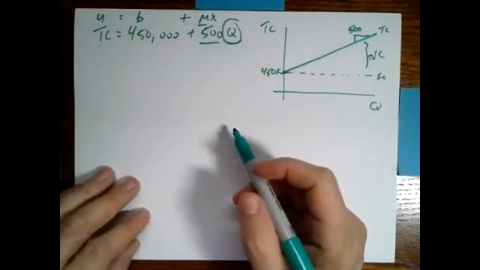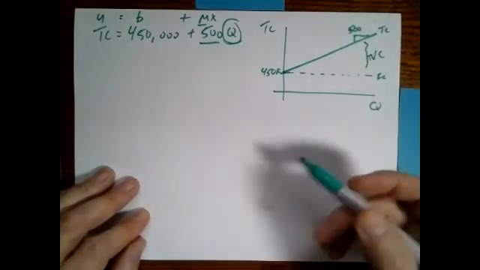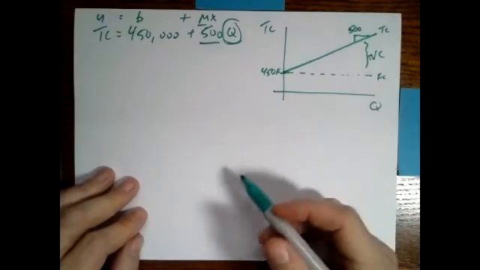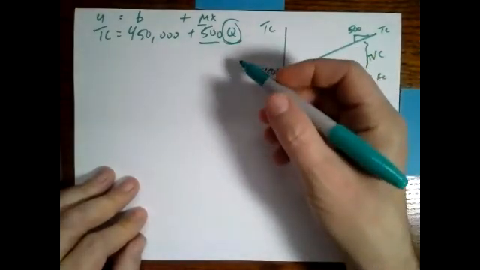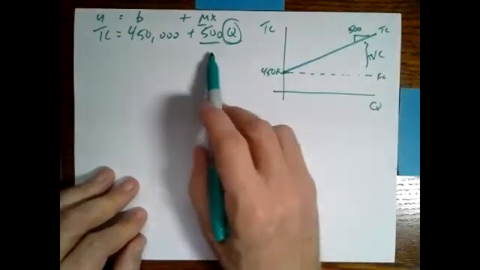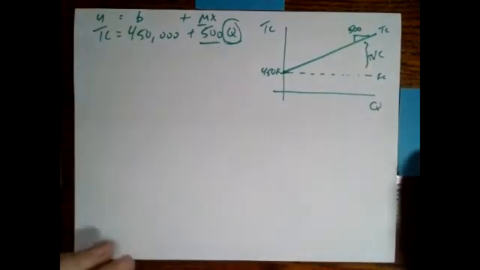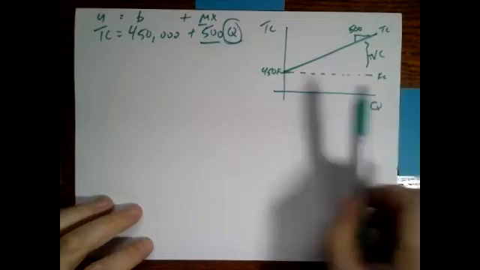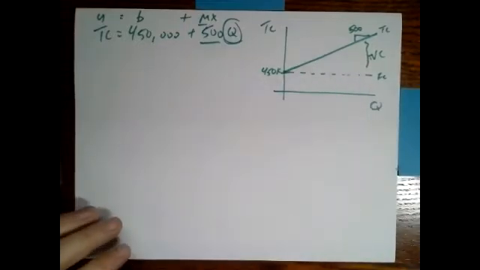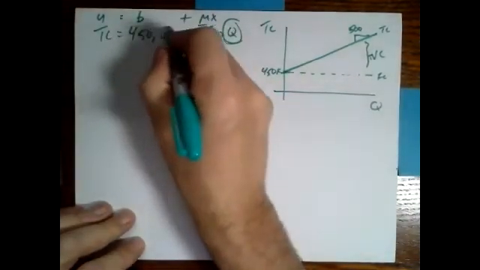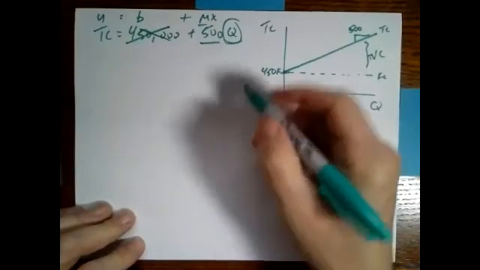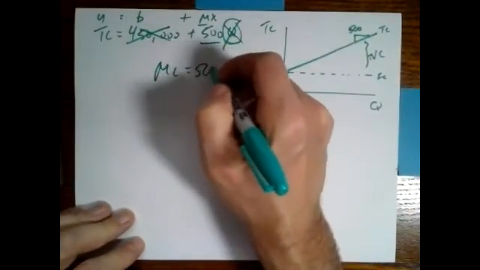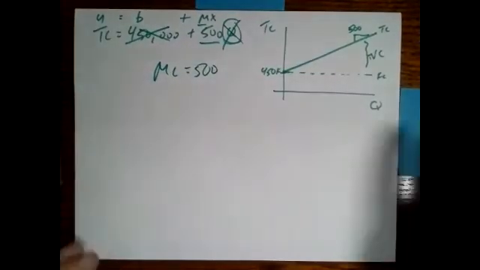It's right there. And if we went through the process of asking, all right, what's the total cost for one? What's the total cost for two? We're going to find out that the marginal cost for this function is just the slope of 500. So if I asked you, looking at this function, what's the marginal cost, you would just ignore the 450,000. You would drop the Q and you would just say MC equals 500, right?